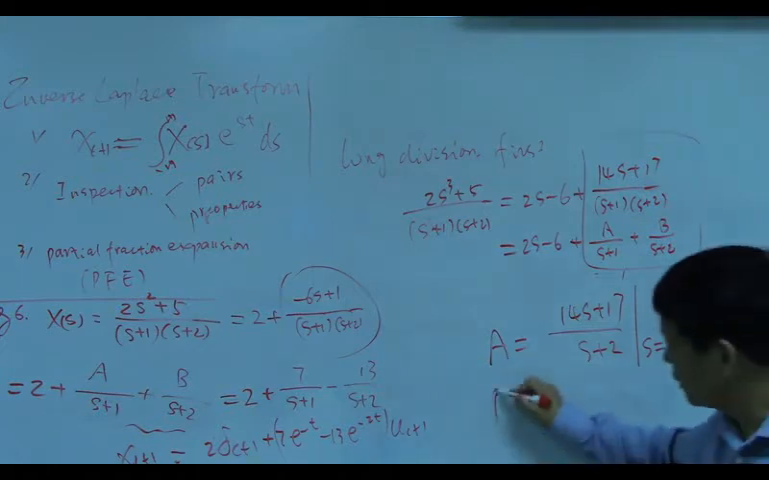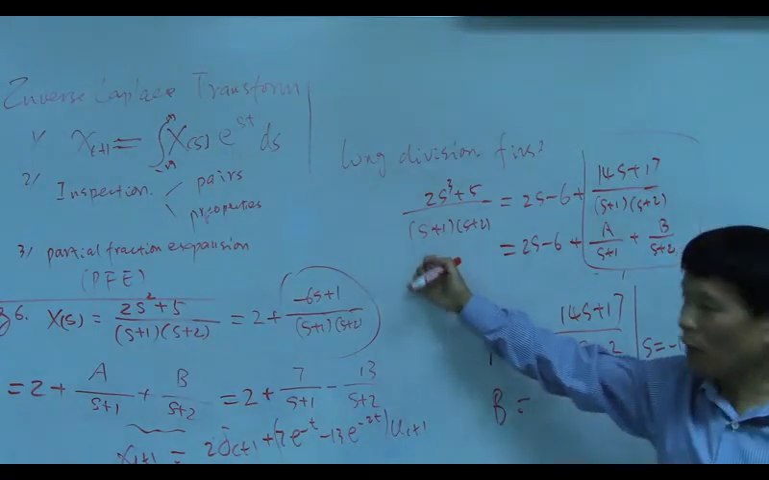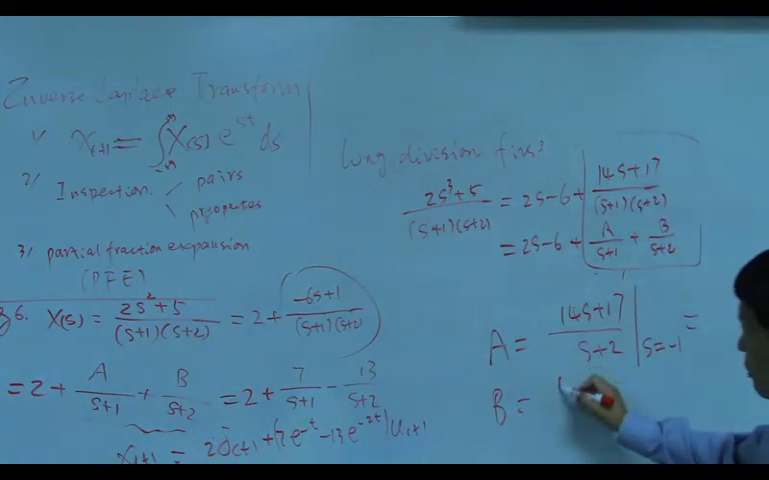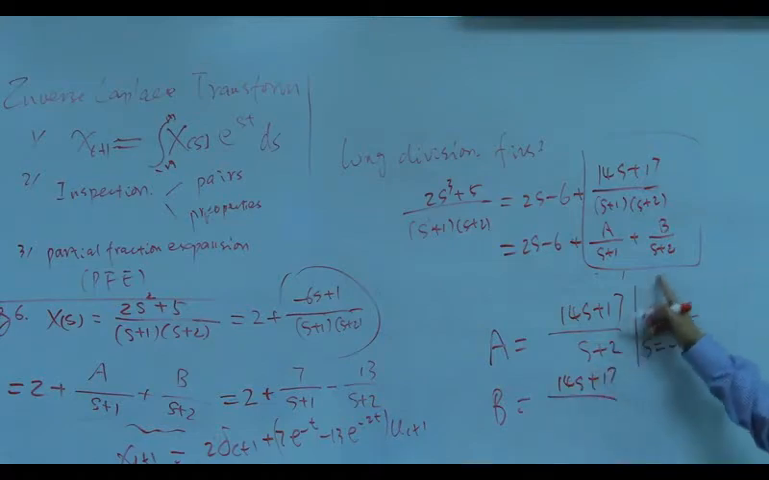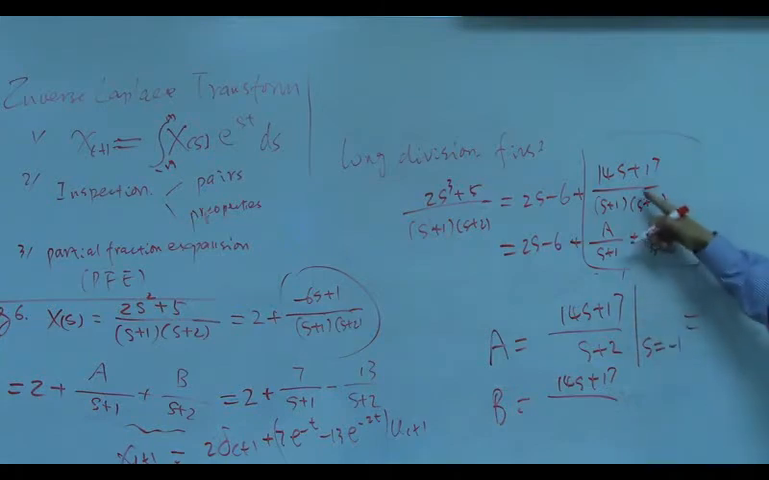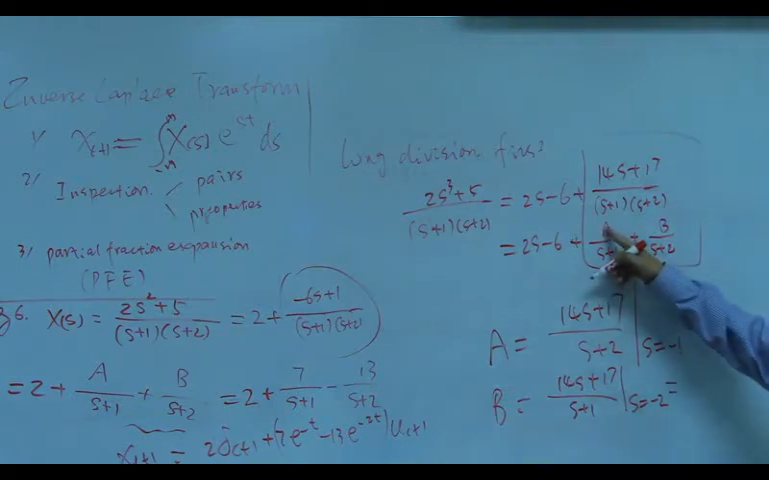And B is the same thing. Again, forget this, right? We use this part. So that will be 14s plus 17 over, for B, we need to multiply by s plus 2. So that means s plus 2 is gone, so we have only s plus 1 here. Then make s equals negative 2, right? Then you evaluate, you get something. Then you put A here, B here, so that's all.